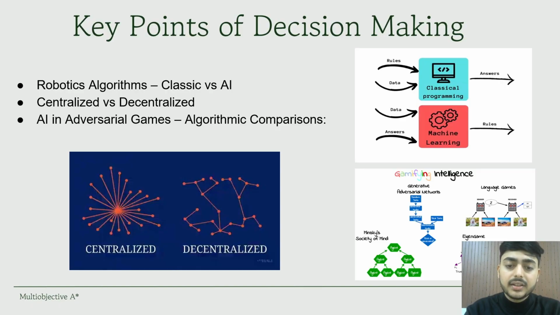Next, if we look more into the key points of decision making, they include the certain algorithms that we take for making decisions. If we talk about robotics algorithms, there are two types. The first one is the classical and then the AI. The classical models include graph-based search and potential fields, which are mostly computationally expensive and very less flexible.